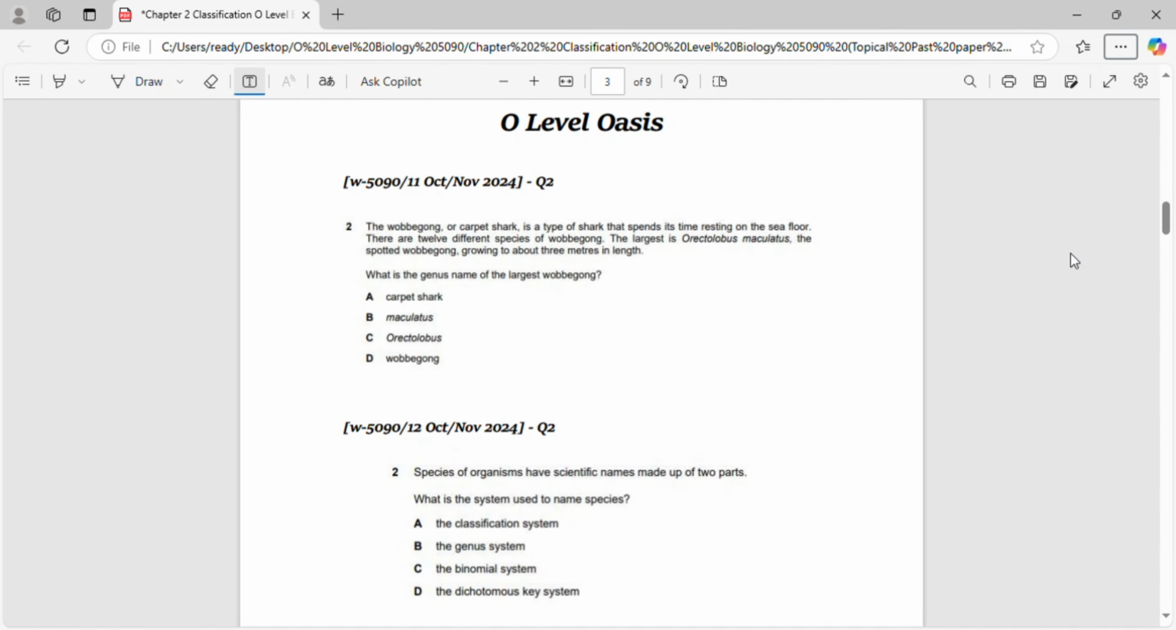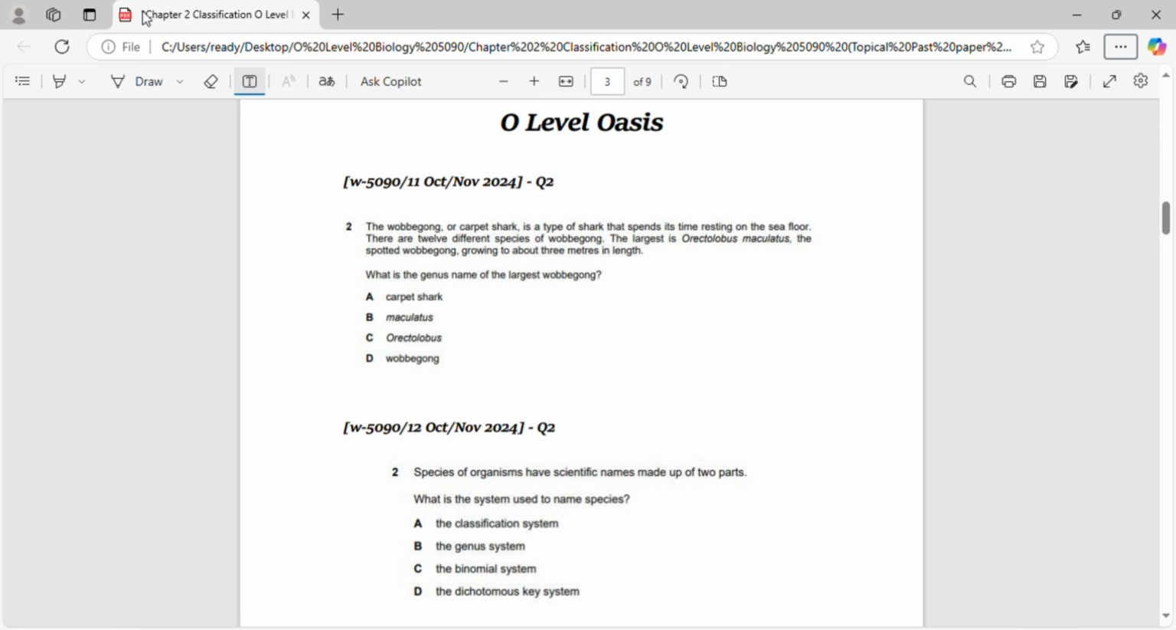Alright, let's tackle this question from Paper 1. It's about the wobbegong, also known as the carpet shark, which is a type of shark that rests on the seafloor. There are 12 species of wobbegong, and the largest one is the spotted wobbegong, scientifically named Erectolobus maculatus, which can grow up to 3 meters long. The question asks, what is the genus name of the largest wobbegong?